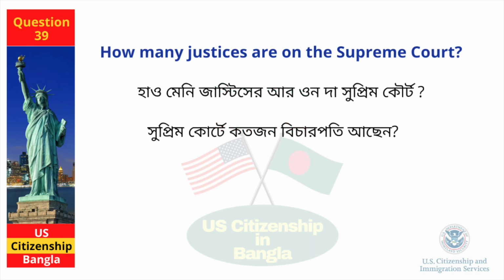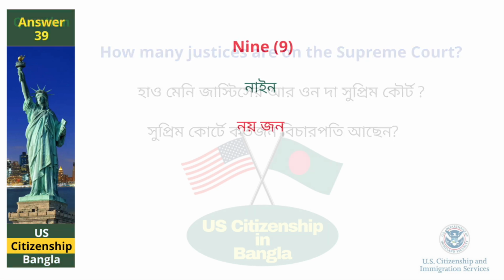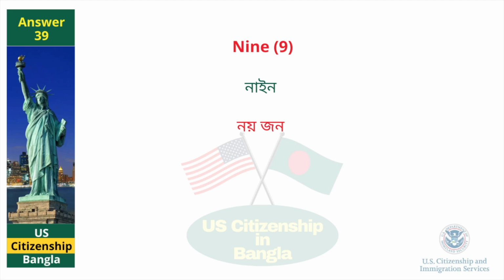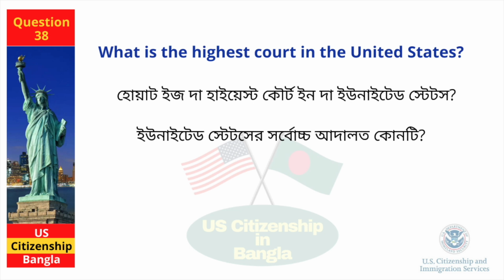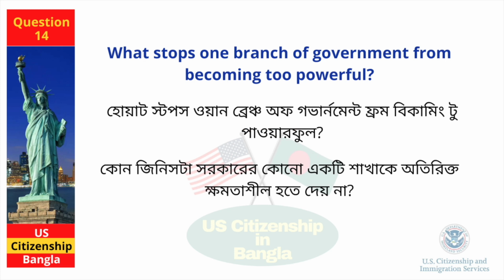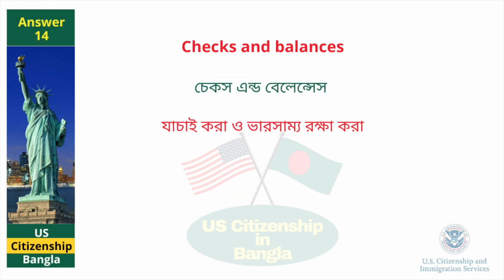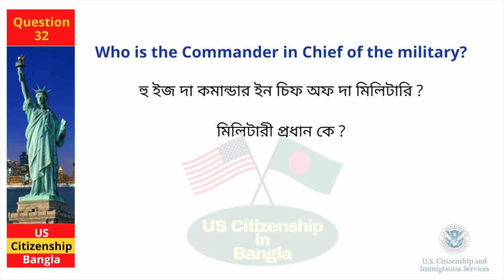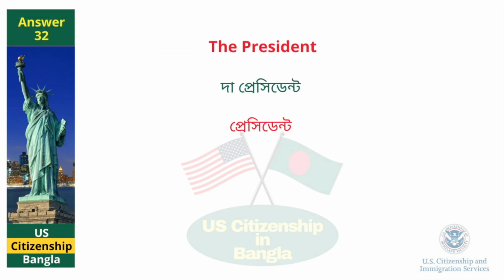How many justices are on the Supreme Court? 9. What is the highest court in the United States? The Supreme Court. What stops one branch of government from becoming too powerful? Checks and balances. Who is the commander-in-chief of the military? The president.